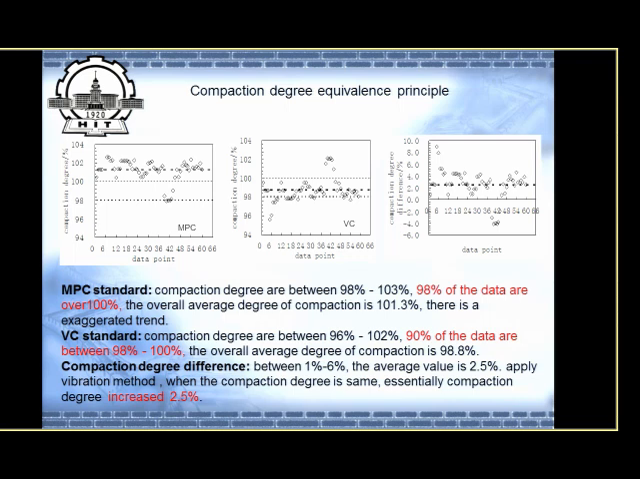This figure is the compaction degree calculated with different maximum dry density. This used the MPC method. We can find the compaction degree is between 98 and 103%.